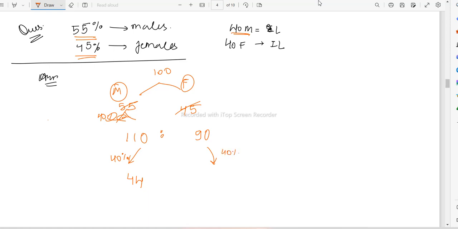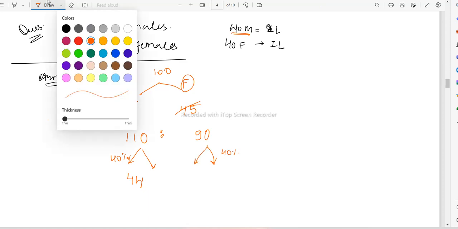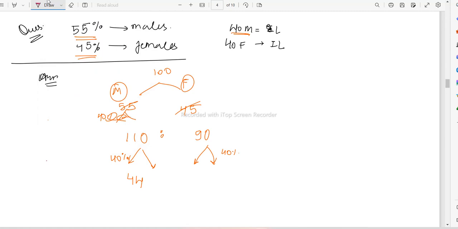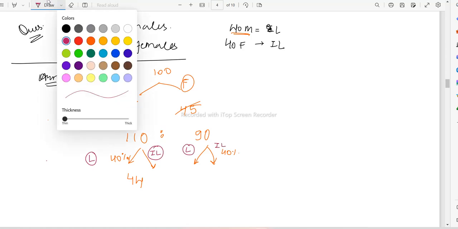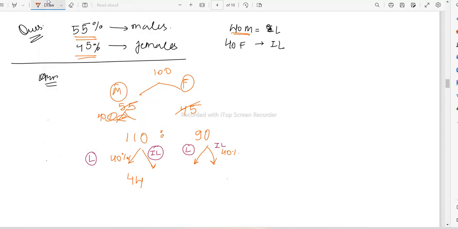And 40% of this one. So I'll just make two arrows. 40% of the males are literate, and this arrow is for illiterate. Similarly, this arrow would be for literate, and this one would be for illiterate. Okay. Now, if the 40% females are illiterate, it would be equal to 54. Okay. Now, you can straight away find out from here only, because the question is asking how much percent of literate males more than the illiterate females. You can directly find out.